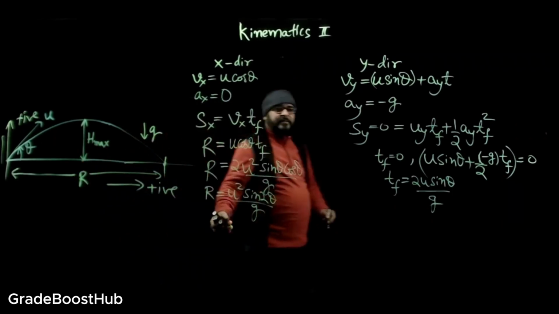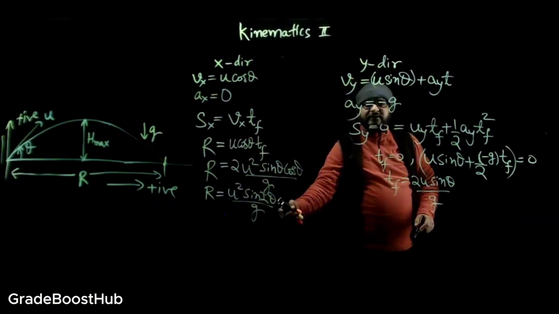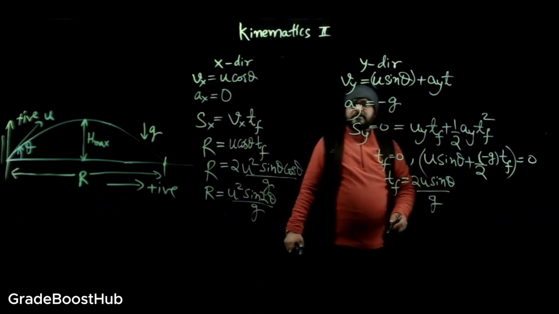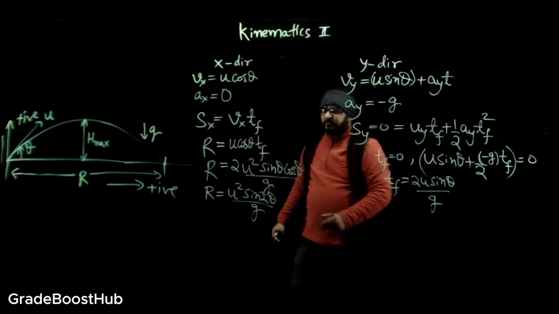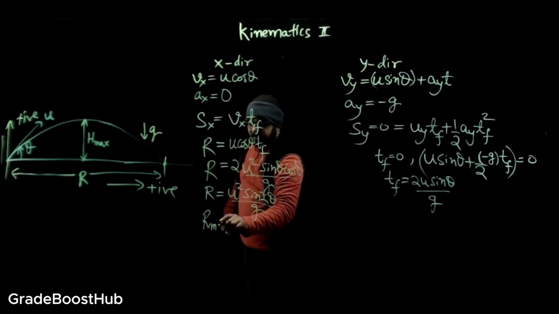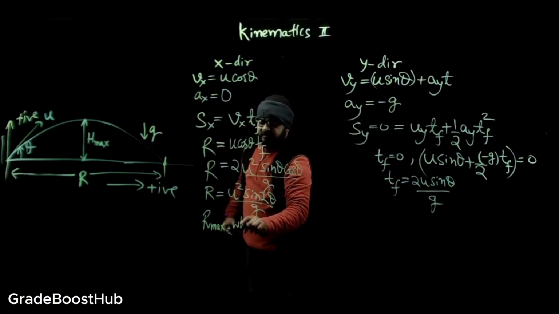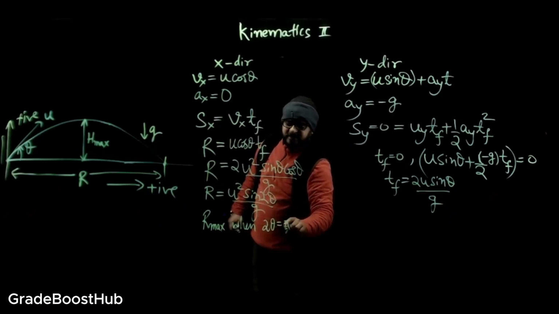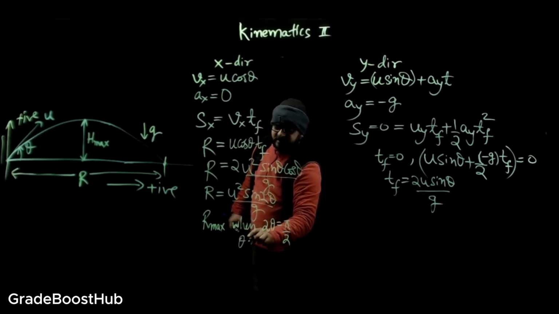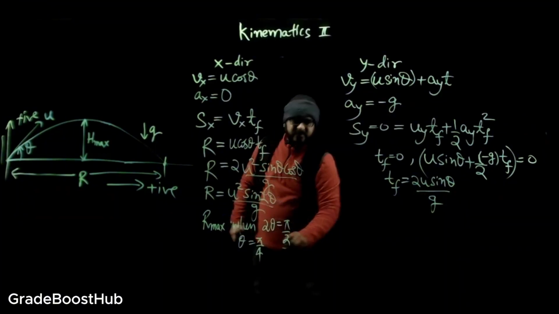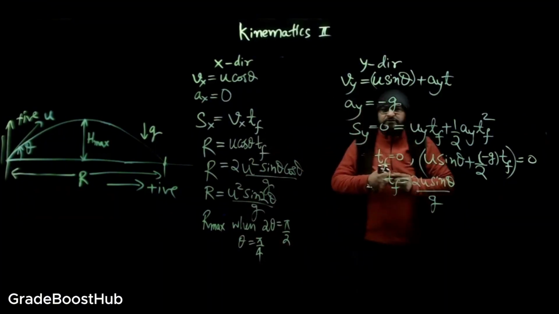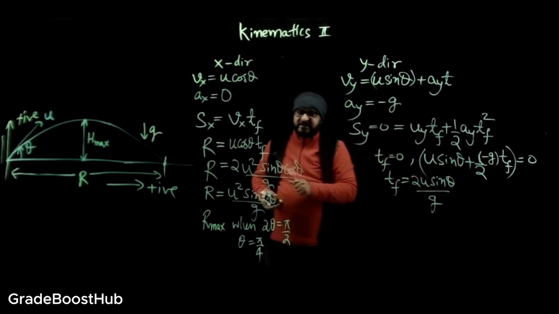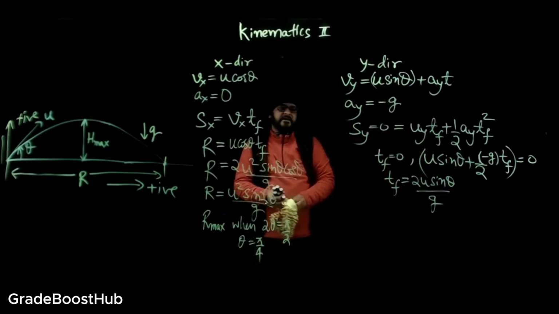Now our range will be maximum when sine 2 theta is 1. When is sine 2 theta 1? When theta is pi by 4. Exactly. Range is max when 2 theta is equal to pi by 2, or theta is equal to pi by 4. Now this is direct, but you can also differentiate, equate the first derivative to zero, and then check with the second derivative if it is really the maximum.